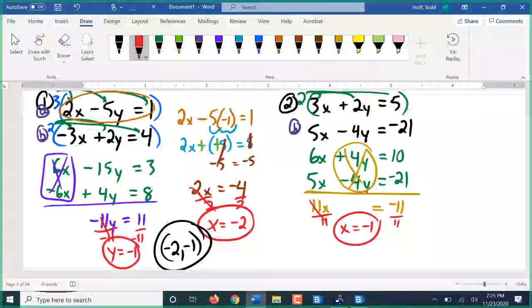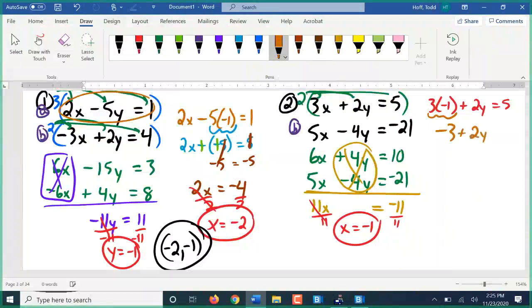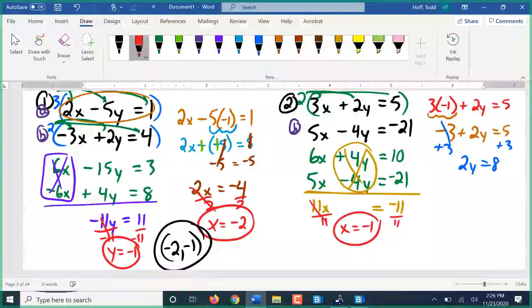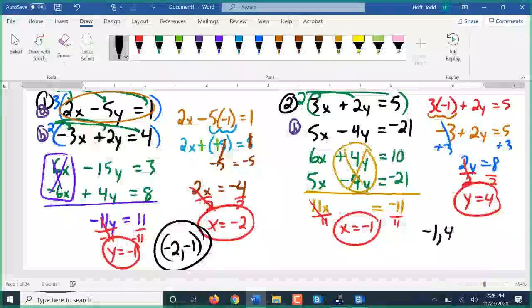Now we have to go back to find y. Let's go back up to that top equation. 3x becomes 3 times negative 1 plus 2y equals 5. 3 times negative 1 is a negative 3 plus 2y equals 5. And now we will add 3 to both sides. 2y equals 8. And divide by 2. Y equals 4. So the solution to that system is x is negative 1 when y equals 4.